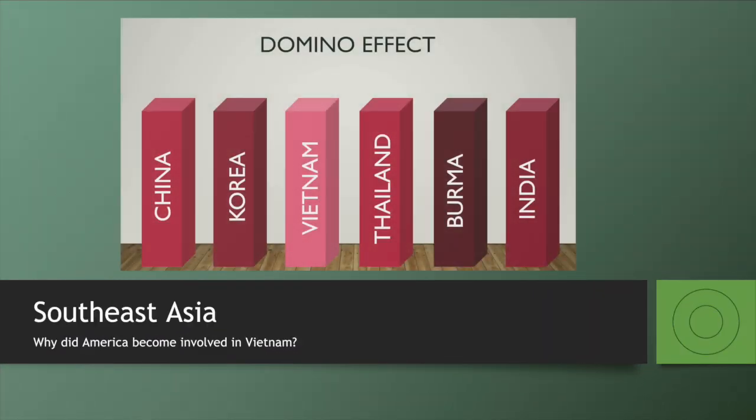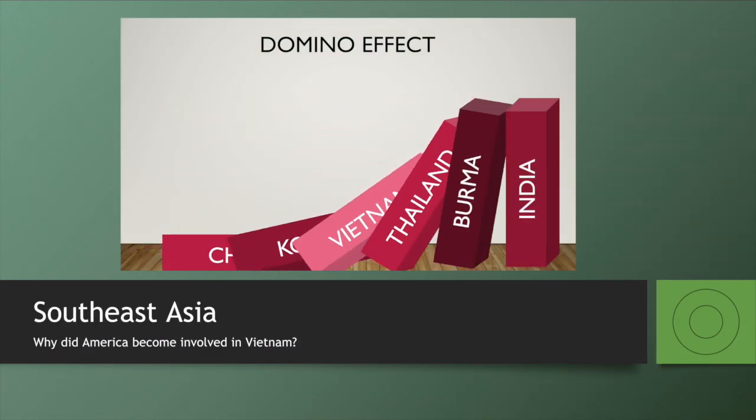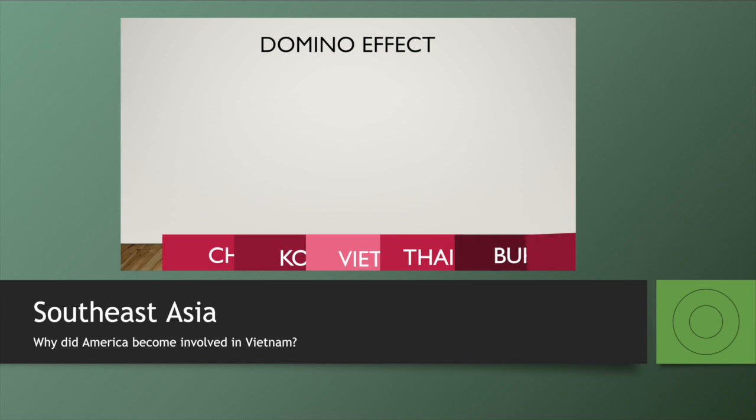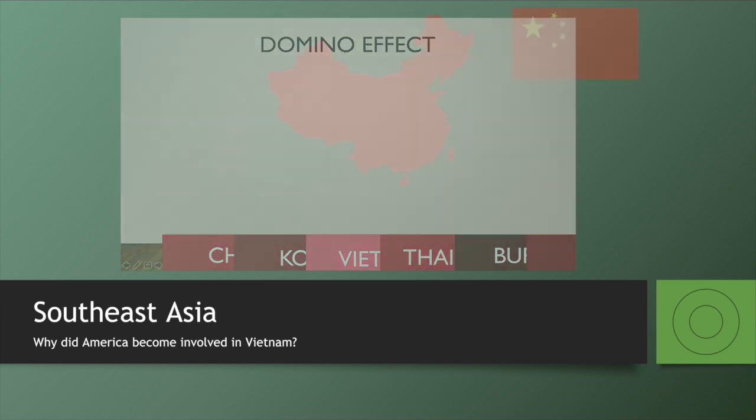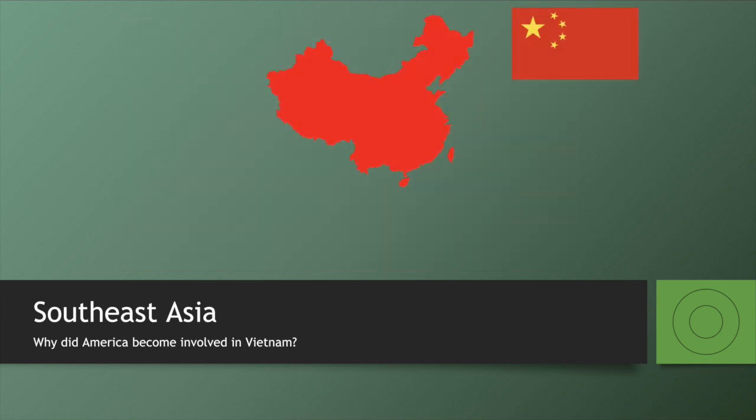When we talk about the domino theory, specifically today, we are going to be referring to Southeast Asia. The major influence in this area, of course, is China, and the People's Republic of China was really the first major nation to convert to communism in the 1940s.